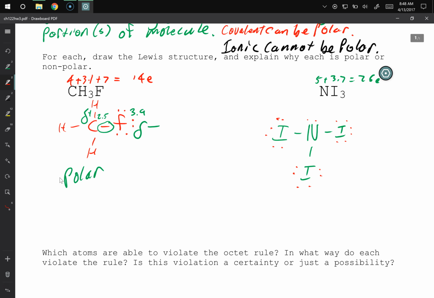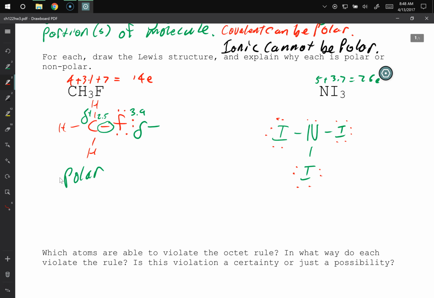Yeah, go for it. Where did you get the 3 times 7? Since the iodines are in the 7th column, they have 7 electrons. And so there are 3 of them. So that means I have 21 valence electrons to work with from the iodines alone. And since the nitrogen is in the 15th column or the 5A column, it's got 5 electrons.